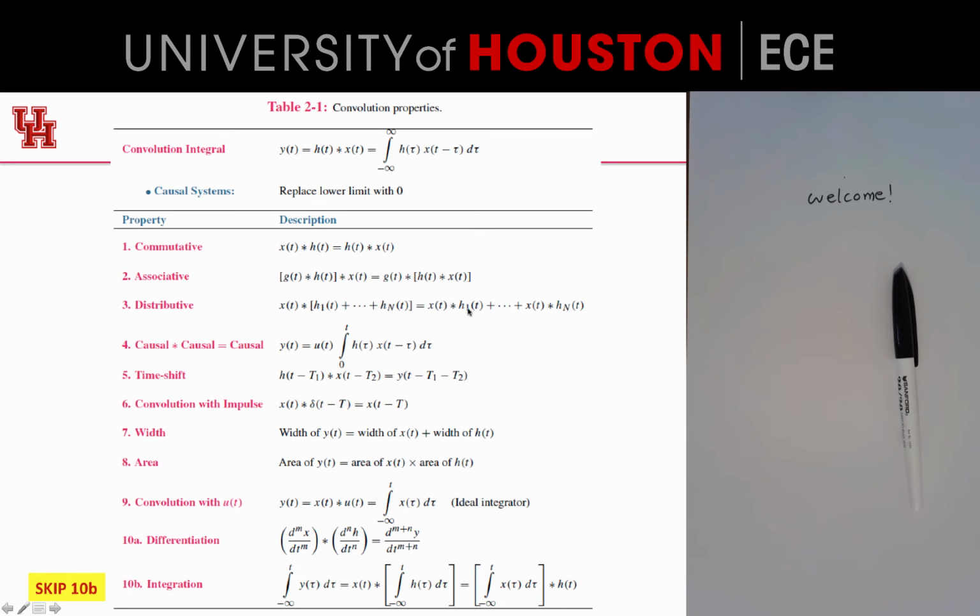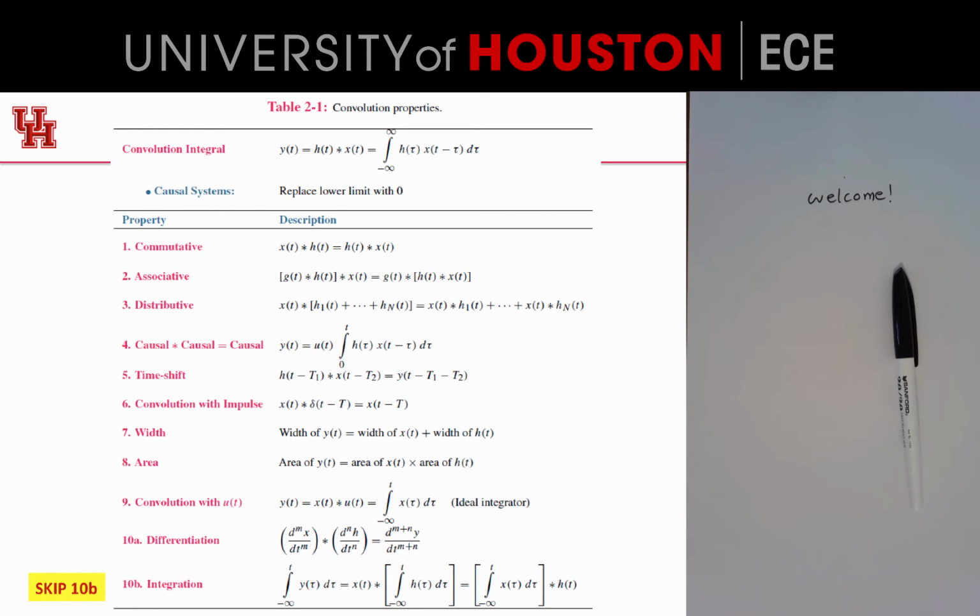Now, if it's easier to do what you see on the right, in other words, if it's easier to do these convolutions with the individual component signals of h of t, h1, h2, and so on, then you can convolve them individually and then add up the responses. That's a cool idea.